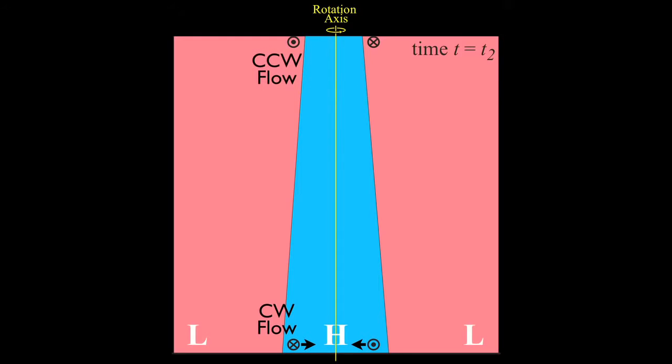Something similar happens at the top. You get a clockwise, counterclockwise flow that pulls out, also helping to support the column. So in rapidly rotating systems, you can support a column of dense dye, which is incredibly non-intuitive and I think incredibly interesting.